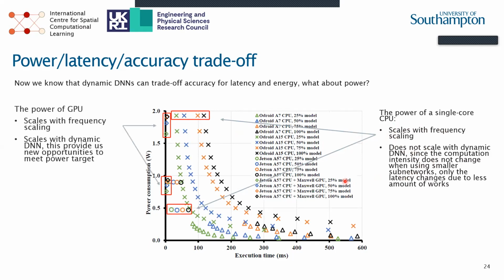However, on GPU it's different, because a smaller network does use less GPU resources to compute. That's why we can also have this power trade-off. So if you're running dynamic networks on GPU and you switch to a smaller configuration, you reduce the power consumption as well.